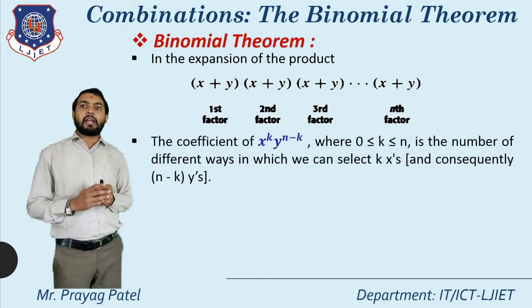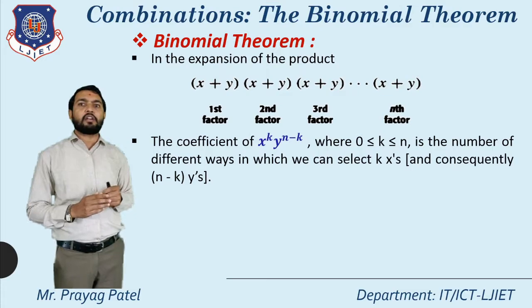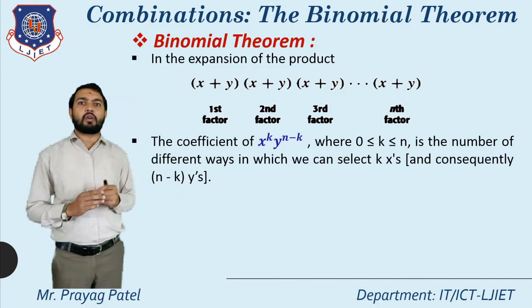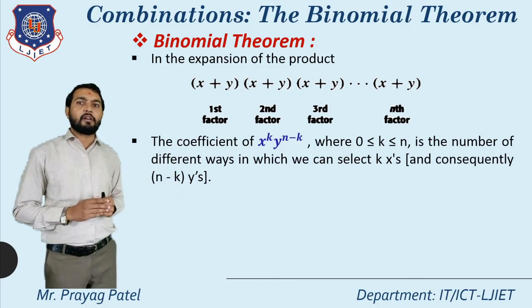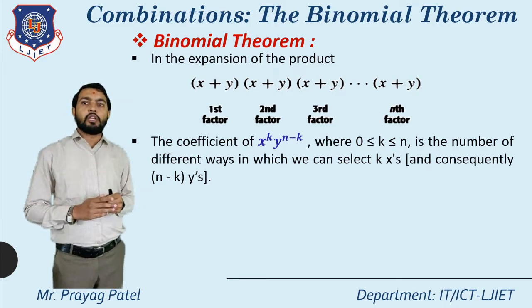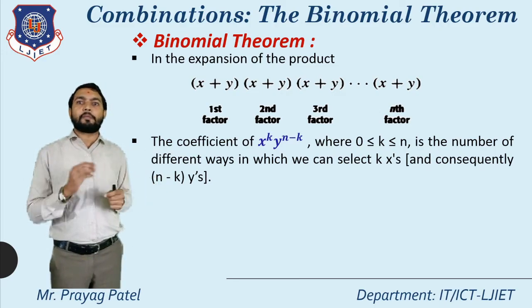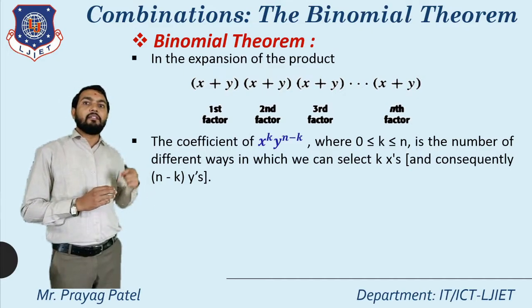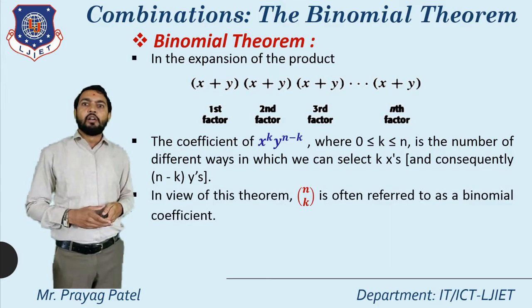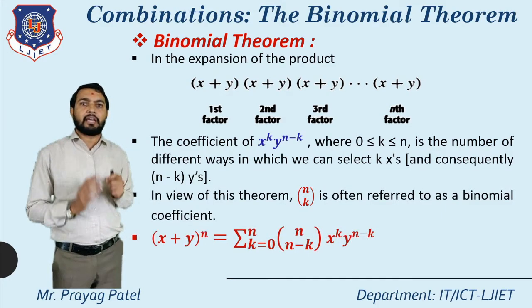Now for that, we can write the equation: the coefficient of x raised to k into y raised to n minus k, where 0 is less than or equal to k, which is less than or equal to n, is the number of different ways in which we can select the k x's. So here you have to select k number of x's and n minus k number of y's. So the common form is nCk.